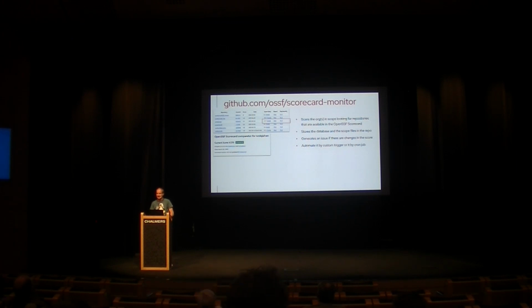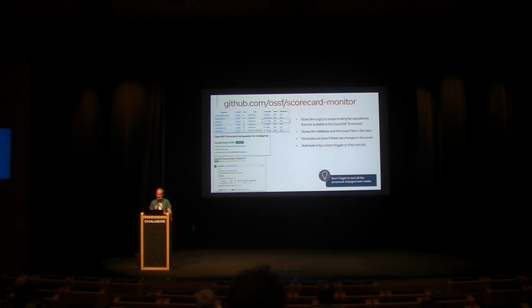Again, this idea is very brilliant, so just go ahead and use it. Yes, and it also generates issues for you. You can even trigger PR generation after it.